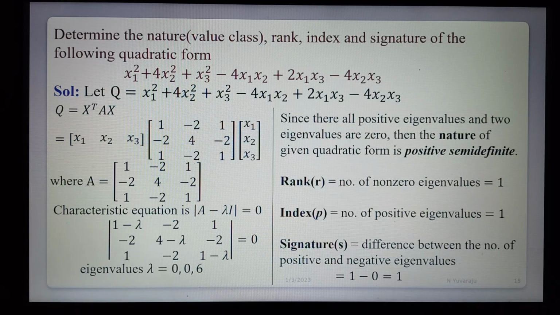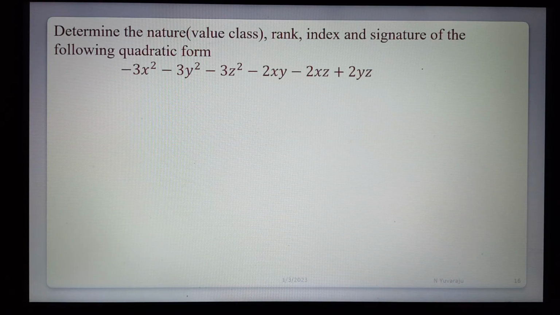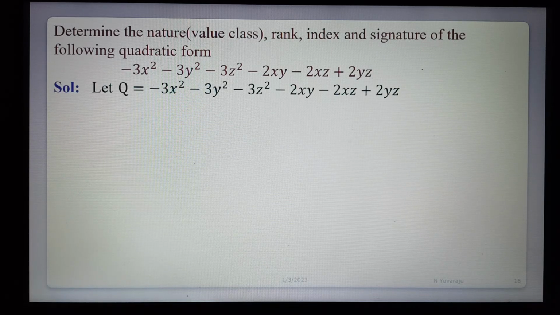So next example. Okay, determine the nature, rank, index and signature of the following quadratic form: minus 3x square minus 3y square minus 3z square minus 2xy minus 2xz plus 2yz. Here, same procedure, Q is equal to minus 3x square minus 3y square minus 3z square minus 2xy minus 2xz plus 2yz.